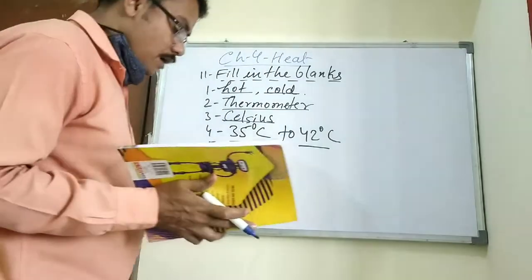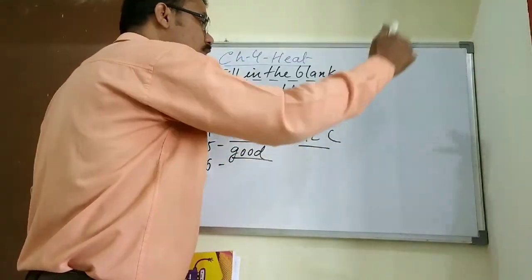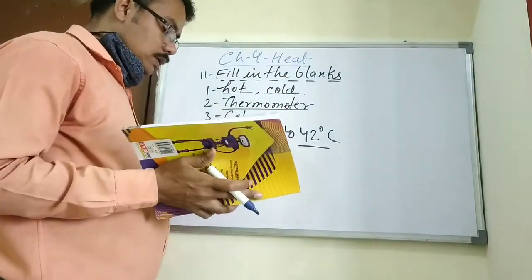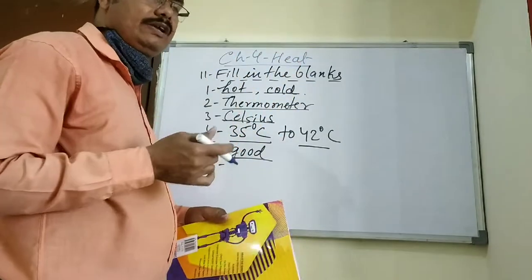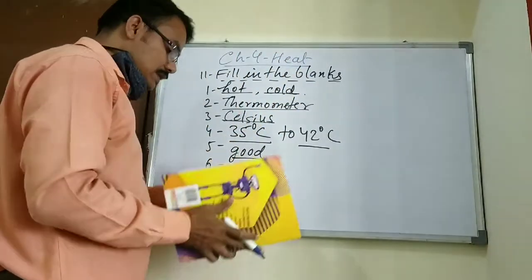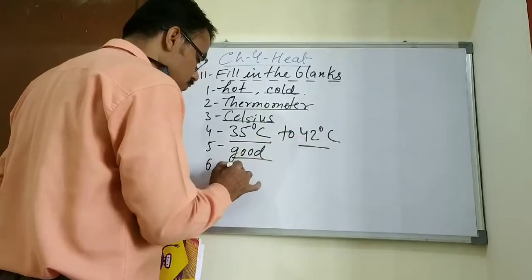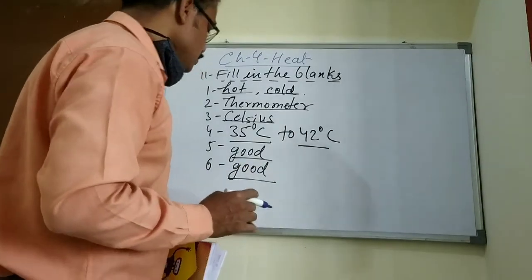Now student, a bright shiny surface. Suppose this is a bright shiny surface. The light will fall and reflect back. So a bright shiny surface is a good reflector or radiator. So you can see here good radiator. Here also same good radiator. Okay student.